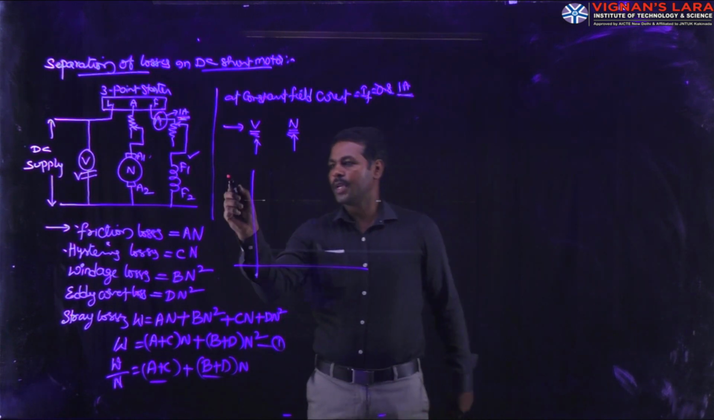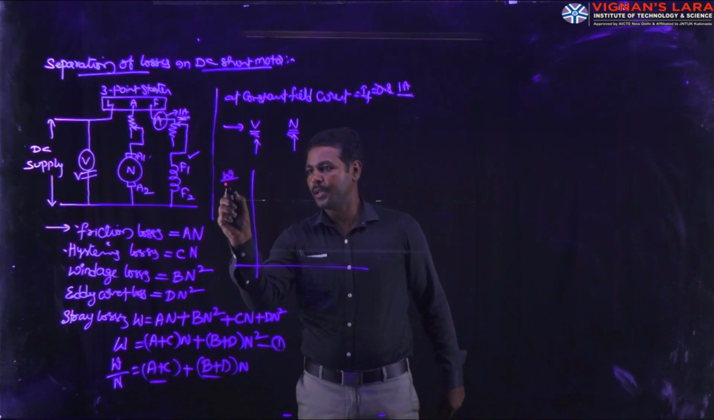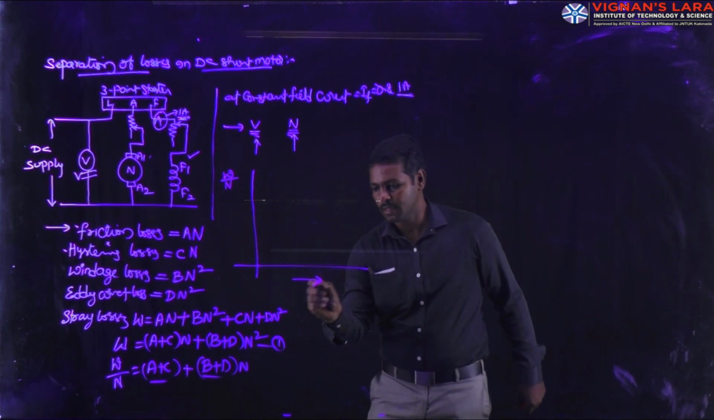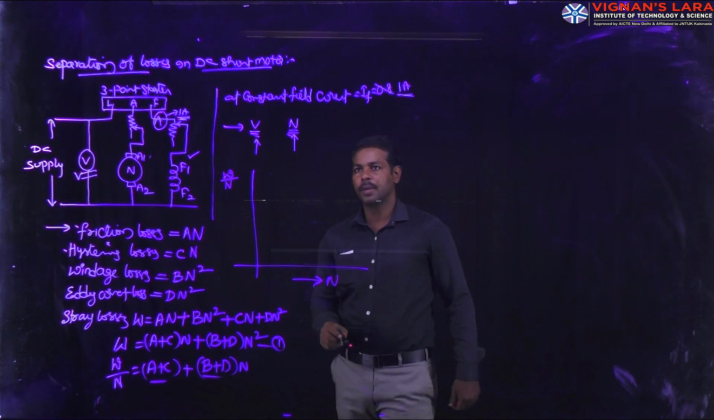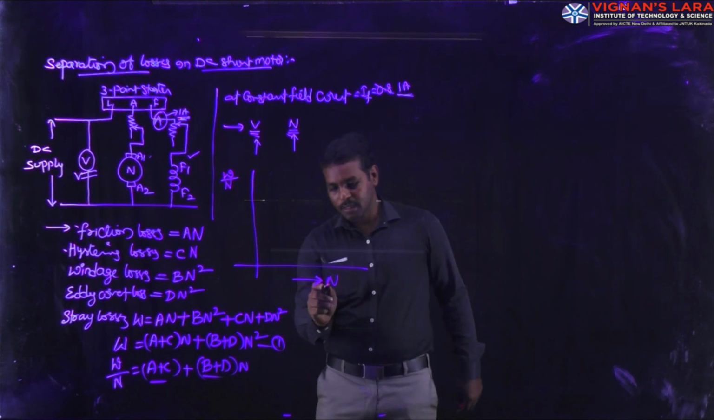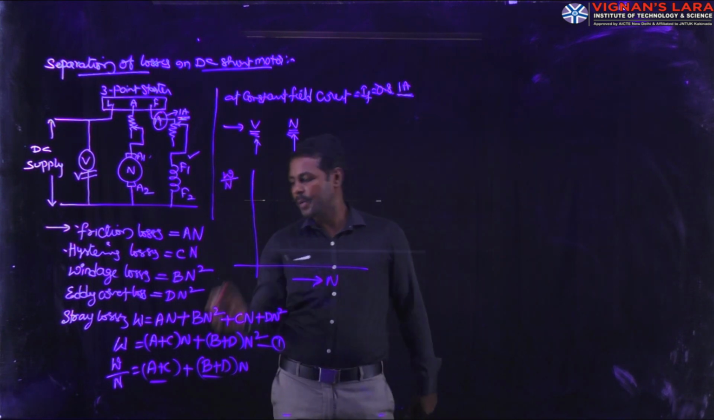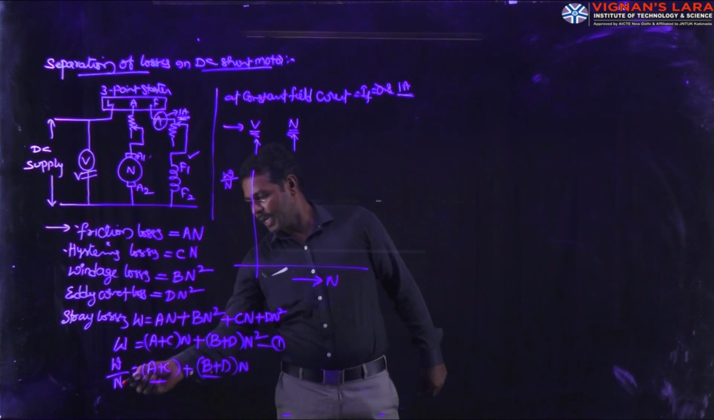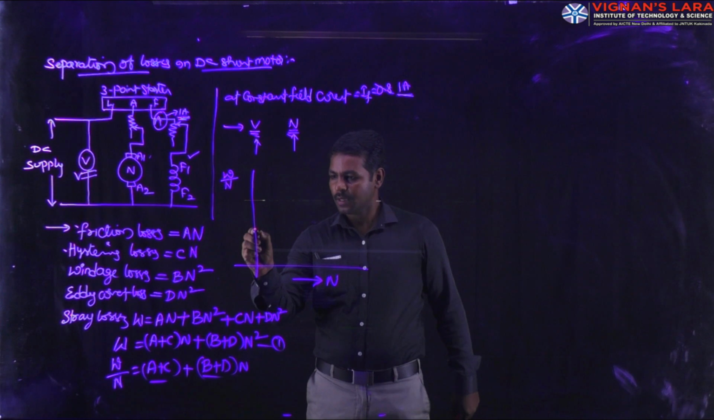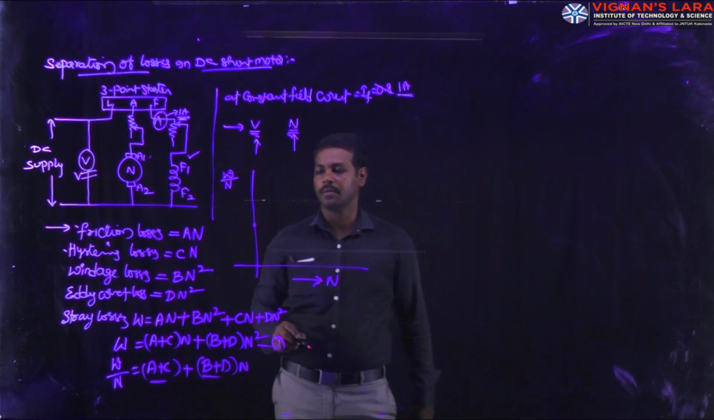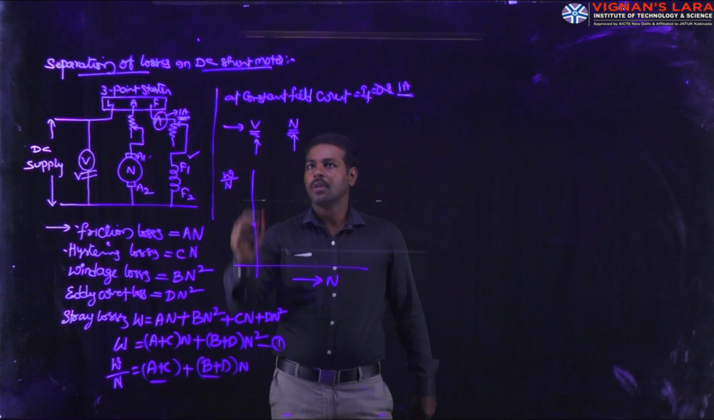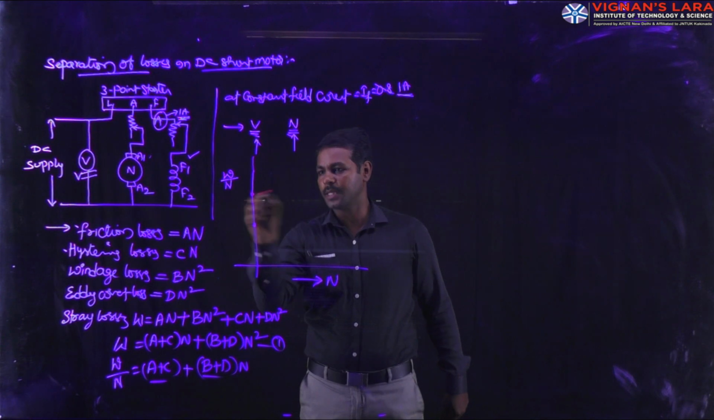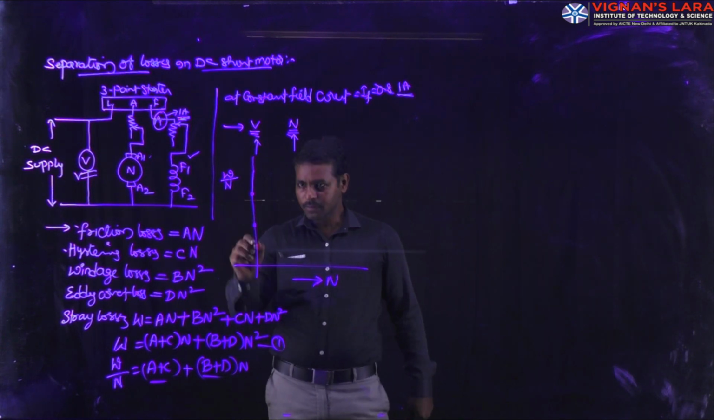Then we draw the characteristics between W by N versus speed. At N equal to 0, W by N is equal to A plus C. So with field current equal to 1 ampere, the graph starts at a maximum value at this portion. This is the A plus C.